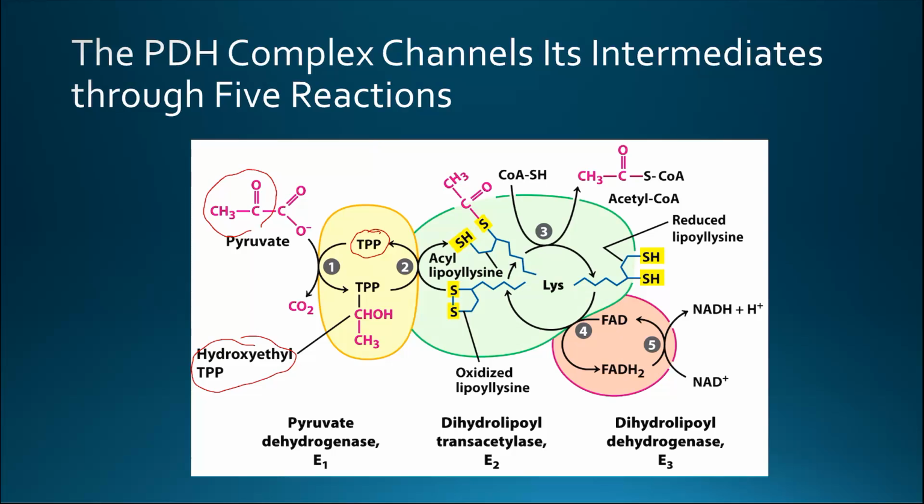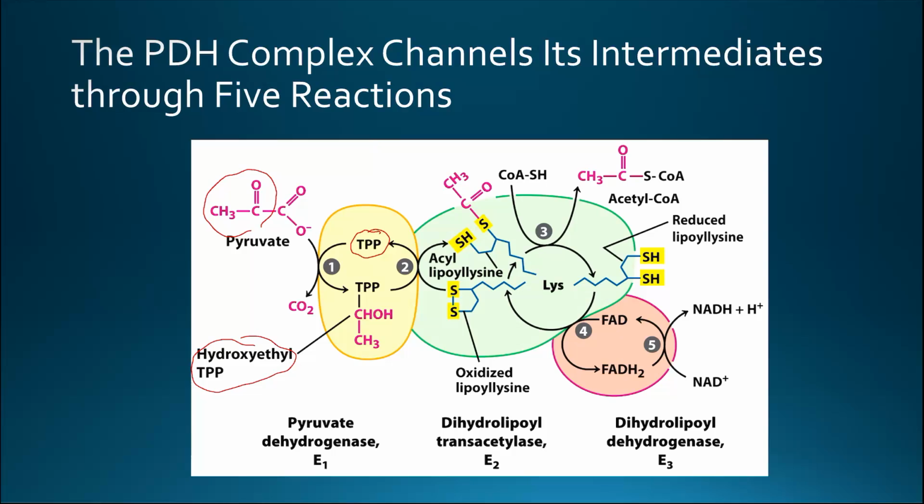In step 2, you're transferring the hydroxyethyl group to the lipoyl lysine while it becomes oxidized to an acetyl group. That simultaneously reduces the lipoyl lysine from the acylated form to the reduced form. Then you're transferring, in step 3, the acetyl group onto a coenzyme A, and acetyl-CoA is released as a product. Simultaneously, you have produced the reduced lipoyl lysine.